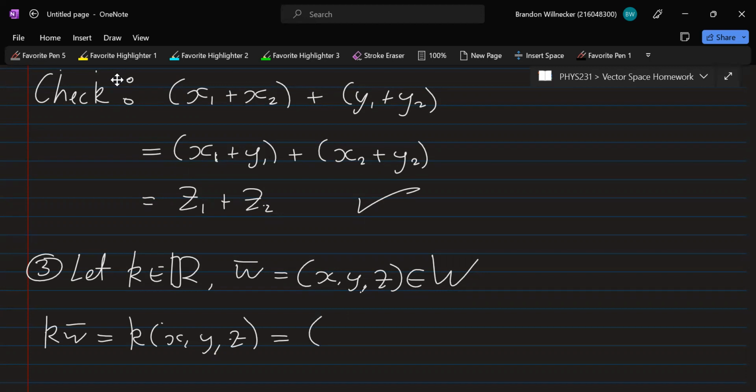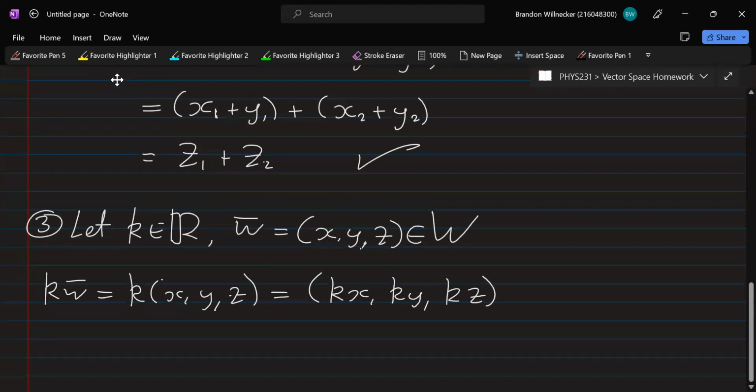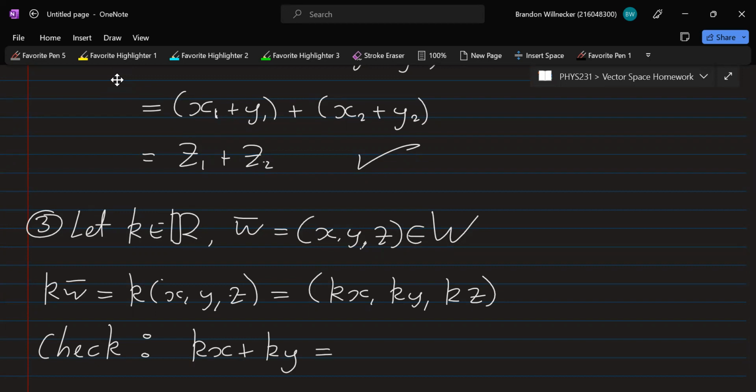We know the scalar multiplication rule. We can multiply it inside. So that's (kx, ky, kz). And now we need to check, is this again an element in W? So check. The first element plus the second element should give us back the third element. So kx plus ky. We can factor out the k. So we have k(x plus y).